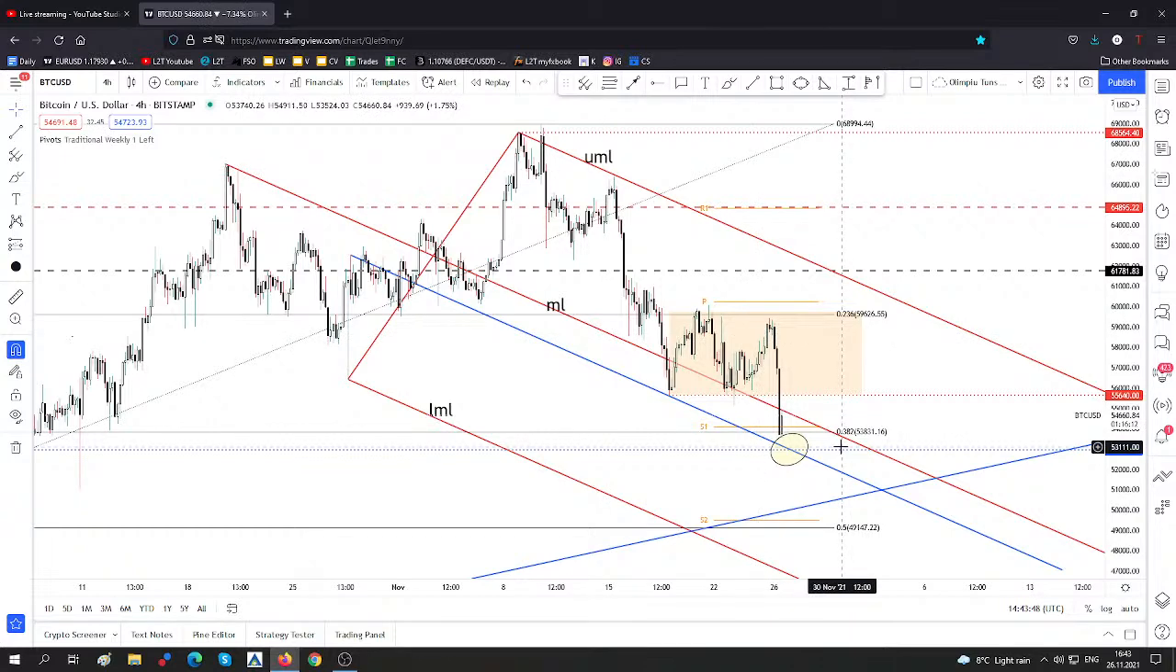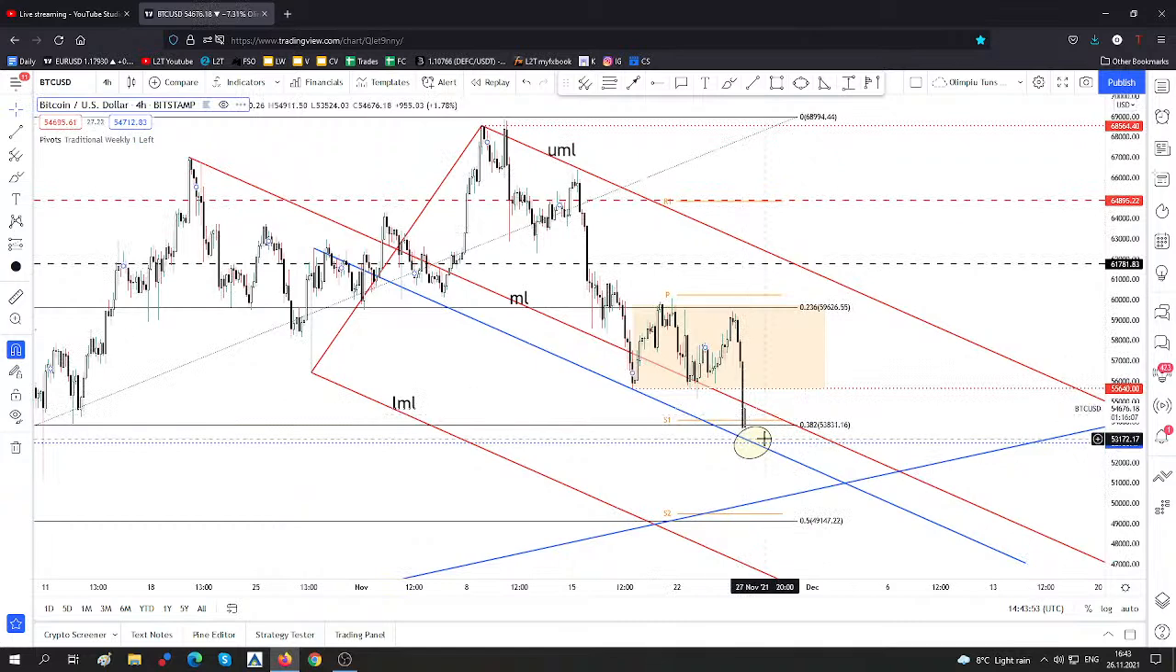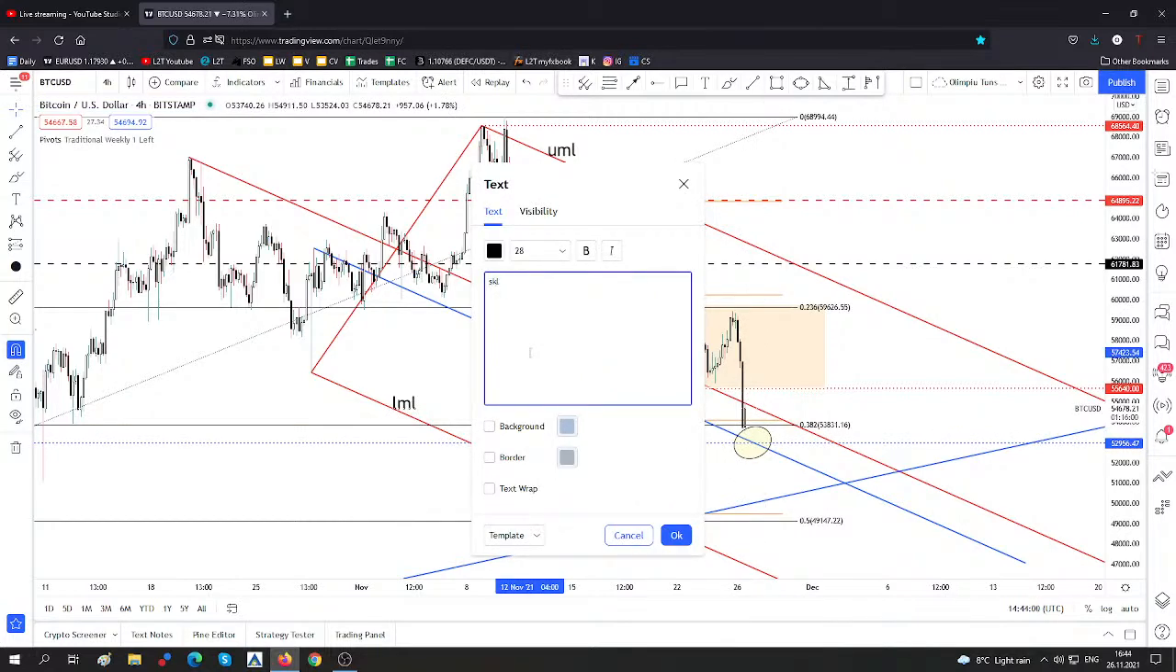But that's why I'm using this dynamic support here. I want to see how the price will react here around this inside sliding line, sliding parallel line. So this is my sliding line.